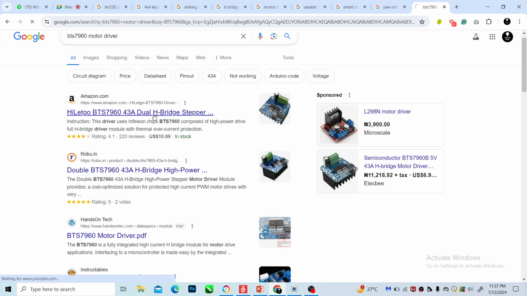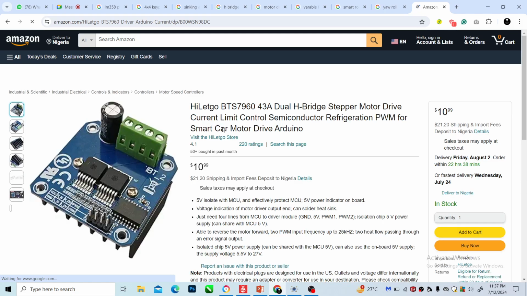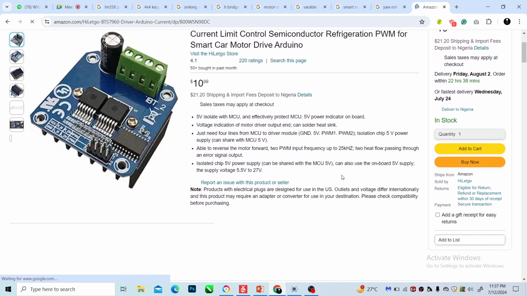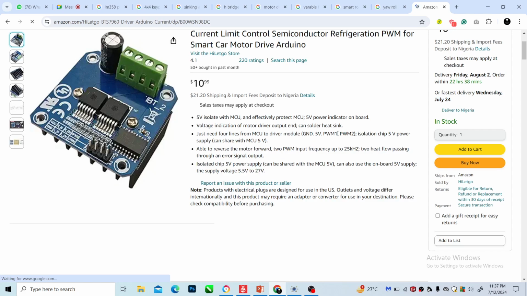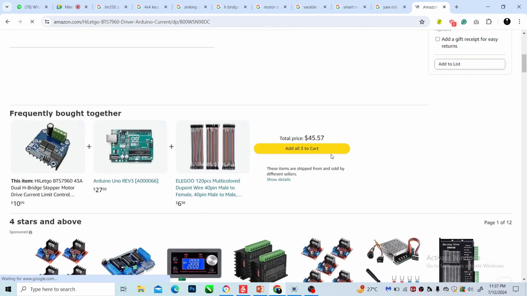you can see it can support up to 43 amps. It's also a dual H-bridge. Everything we explained before stands for this. Its own logic is also 5 volts, but it has a bit of a difference because you have PWM. PWM simply means speed control.